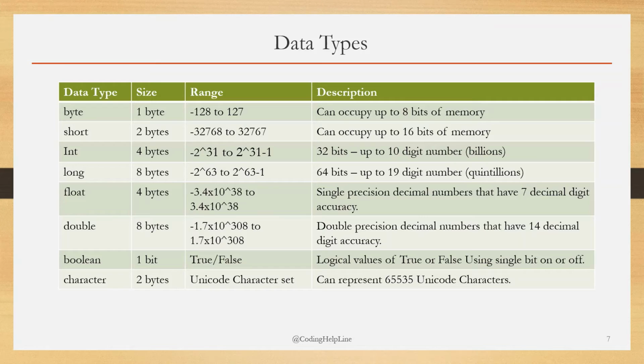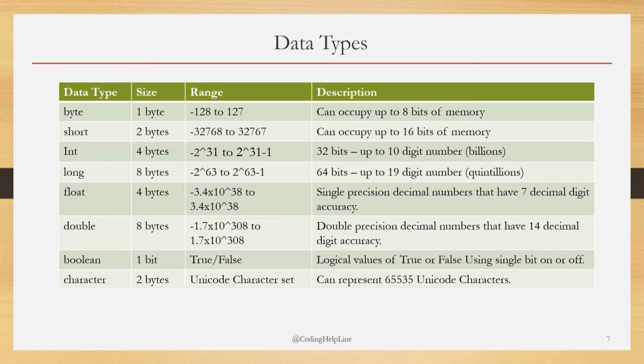Integer, int, can store 4 bytes of memory, and it is in the range of these values: 32 bits, up to 10 digits of number, a billion value, single billion. Tens of billions require 11 digits. So 11 digits is beyond the capacity of an integer variable. Up to 2 billion something we can store in the int data type.